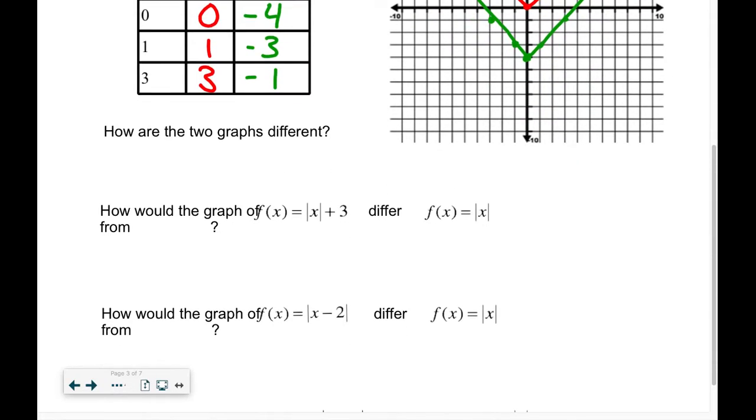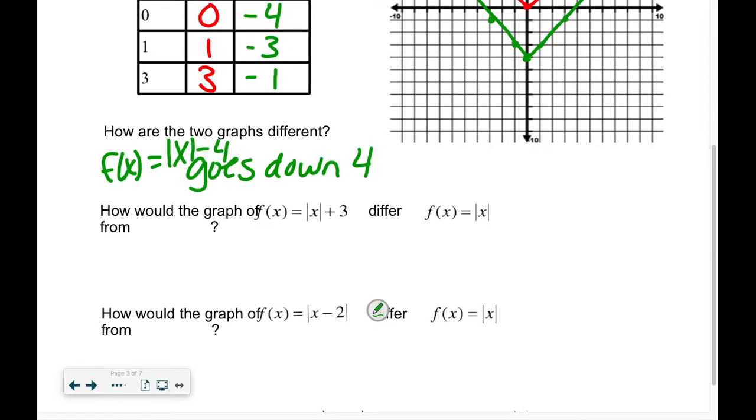So how are the two graphs different? It goes down 4. F of x equals absolute value of x minus 4. That one goes down 4. Alright.